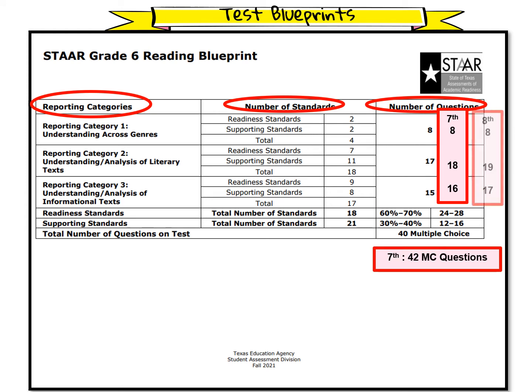Moving on to eighth grade. Eighth grade, notice again in reporting category 1, they too get 8. So in reporting category 1, 6 through 8, it is 8 questions, while in reporting category 2, it's 19 questions, and reporting category 3, eighth graders will get 17 for a grand total of 44 questions. So there you have it, ladies and gentlemen. That is our test blueprint.